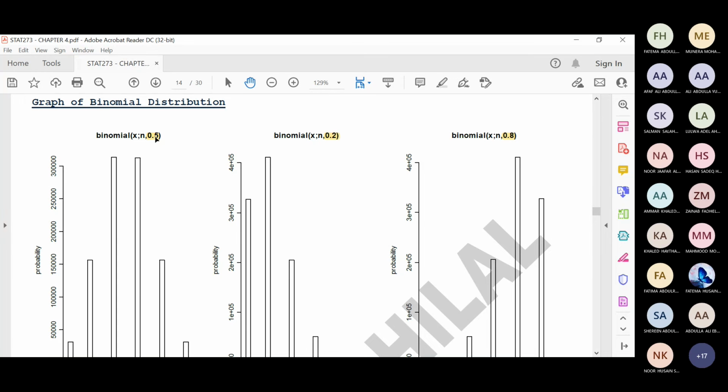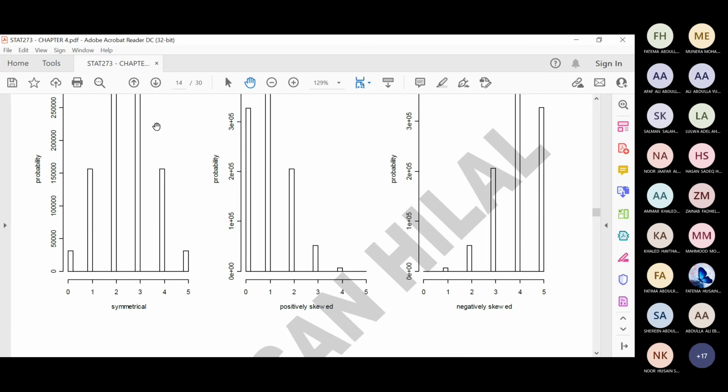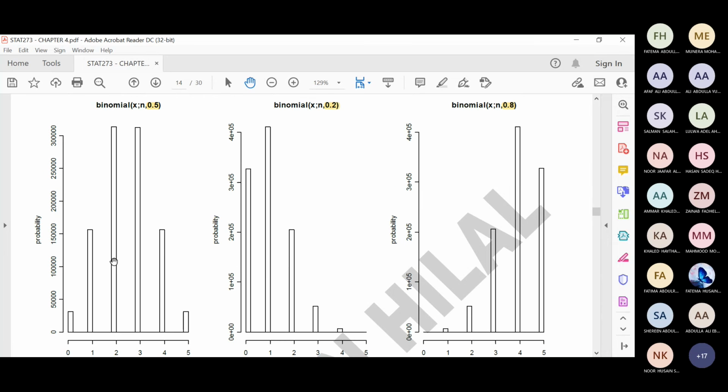If you have 0.5, you will see probability symmetry. What does that mean? The probability to get the first will be the same as the probability to get the last. For example, from 0 to 5, the probability to get 0 is the same as the probability to get 5. The probability to get 1 is the same as the probability to get 4. And the one in the middle will be the same as the one in the middle. So we call it symmetric. The probabilities at the ends are equal. That is if you have P equal 0.5.